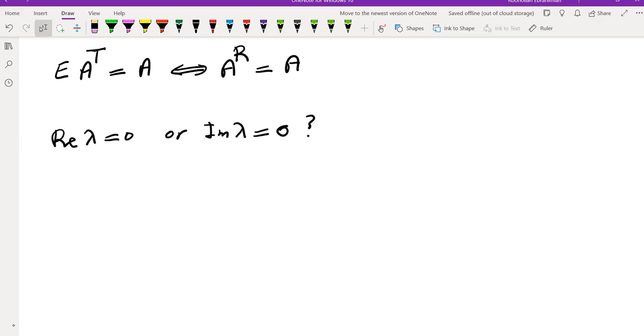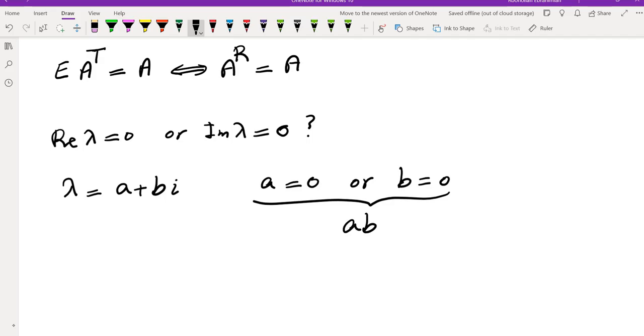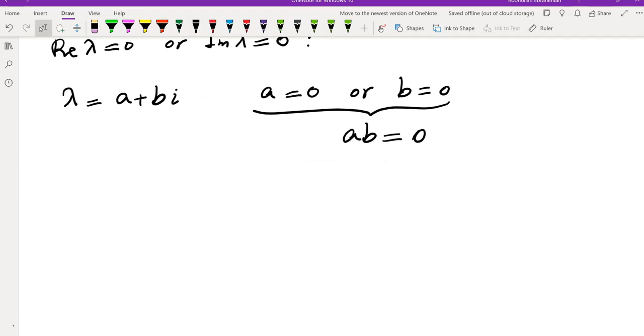So what does this exactly mean? One thing we could do is write down lambda as a plus bi and see what this means. What we know is that we have either a is 0 or b is 0. This is the claim. Now, I can understand this one by saying that the product A times B is 0. So that kind of unifies the two conditions.